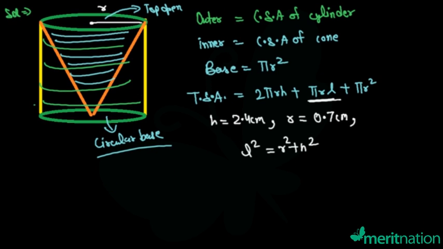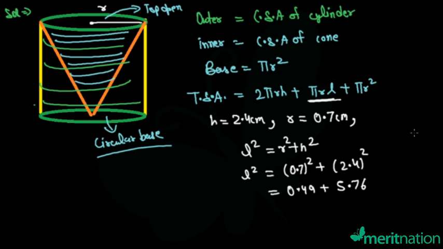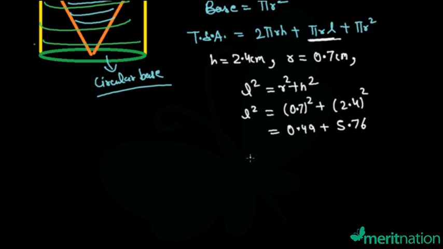If you substitute the values, l square would be equal to r square, 0.7 square, plus h square, 2.4 square. This value would be equal to 0.49 plus 5.76. If you add these two, l square you will get would be equal to 6.25, which we can also write as 2.5 whole square. So the slant height l you will get would be equal to 2.5 centimeters. Now we can substitute all the values over here.